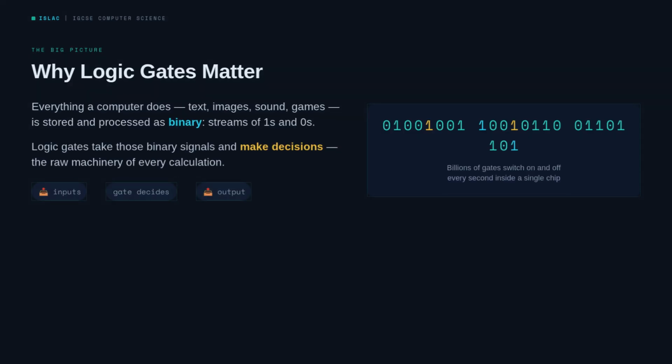Computers understand only 2 things, on and off, 1 and 0. Logic gates take these binary signals and make decisions with them. Every calculation, every pixel, every game, it all comes down to gates switching electricity on and off.